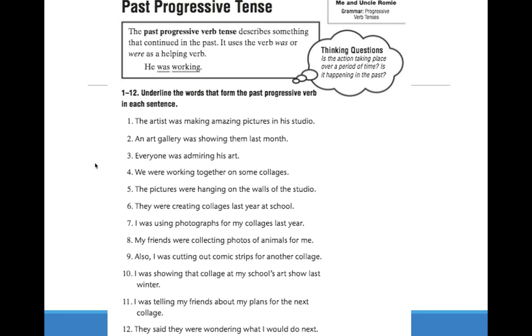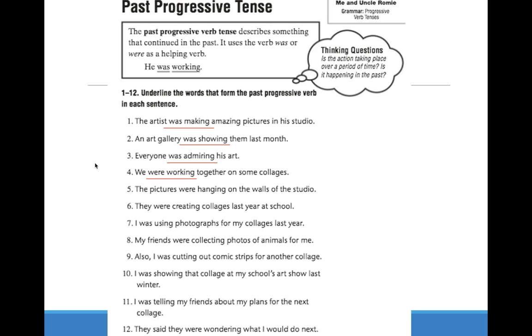The artist was making amazing pictures in his studio. Well, the past progressive verb is was making. An art gallery was showing them last month. If you guessed was showing, you were correct. Everyone was admiring his art. Was admiring is your past progressive tense. We were working together on some collages. Were working is your past progressive tense.